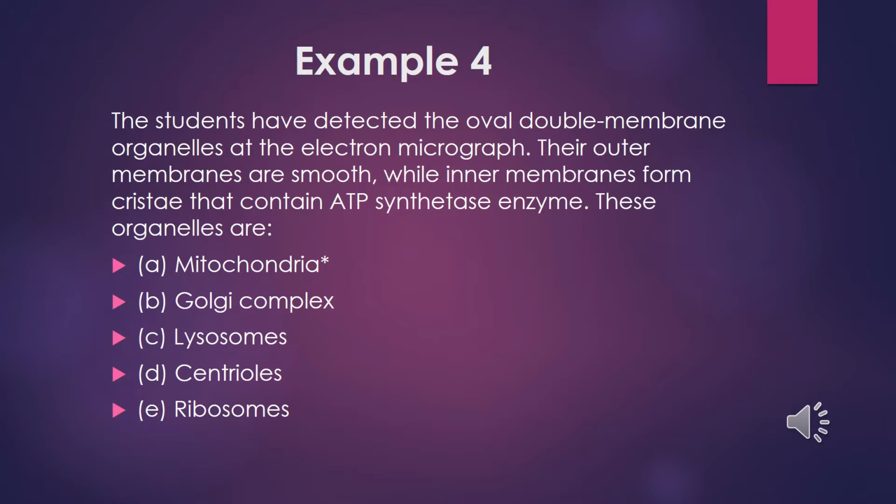Example number 4. This example shows a question about organelles with two membranes which provide ATP synthesis and ATP synthetase enzymes, or questions about the process of formation of ATP, or which organelle includes DNA and specific ribosomes. All these questions are about mitochondria. Mitochondria is the one organelle in the human cell that includes two membranes.